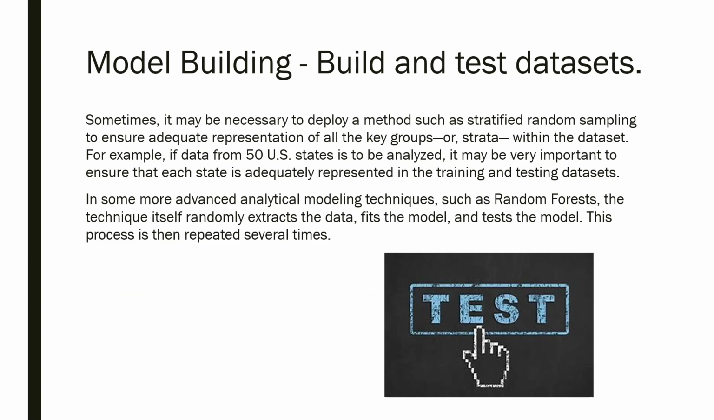Then we've got the test. Sometimes it might be necessary to deploy a method such as stratified random sampling, as we've discussed. In some more advanced analytic modelling techniques such as random forests, the technique itself randomly extracts the data for you, fits it to the model and tests the model. This process is repeated several times. So instead of just separating it once, you separate it into different random sets loads and loads of times. That's a better way of doing it, but it produces more data, it makes everything bigger, and it's slower. So it's a balance.